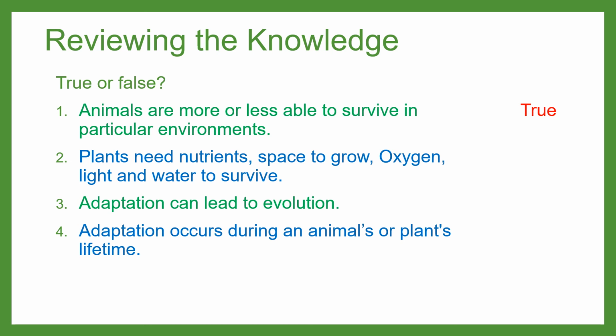Number two, plants need nutrients, space to grow, oxygen, light, and water to survive. Absolutely, and they need all of them. If I were to give a plant nutrients, space to grow, oxygen and light, but no water, it would not survive. Number three, adaptation can lead to evolution. Yes, that's true, it can. Number four, an adaptation occurs during an animal's or plant's lifetime. No, this is false. Adaptation takes many years to take place, and it's a change that happens very, very slowly.